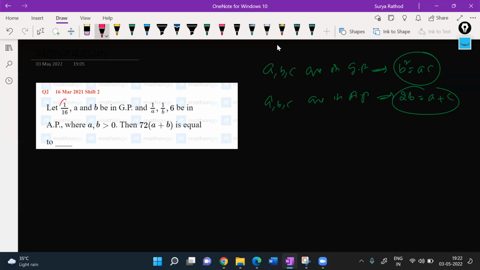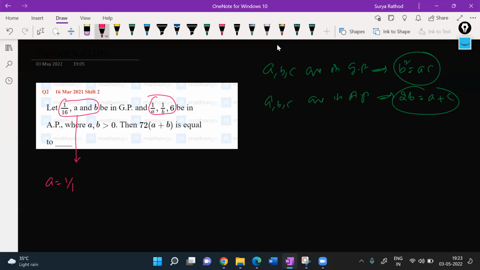Now a, b, c are in AP is nothing but 2 times of b is equal to a plus c. So this is the condition we'll be using here. Okay. So here these 3 numbers are in GP. These 3 numbers are in AP. Correct. So for these 3 numbers, what is the condition I'm going to apply? b square. What is the b value here? This is a value, this is b value, this is c value. Correct. Understood my point?